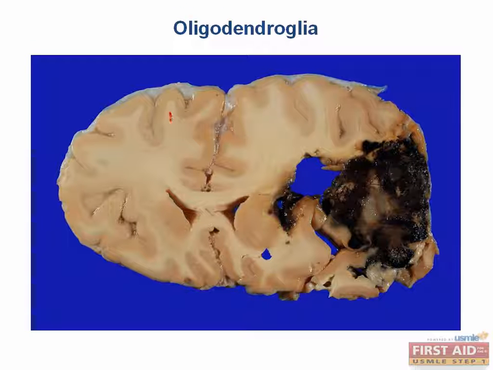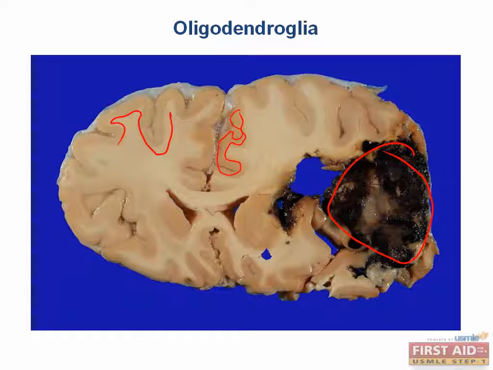As you can see in this picture, this is the white matter, and then this would be an example of the gray matter. While appreciating the distinction between white and gray matter, you might also notice this huge tumor. This is an oligodendroglioma, a tumor that develops from oligodendrocytes. You'll notice that the tumor is located where one would expect to see the white matter tracts.